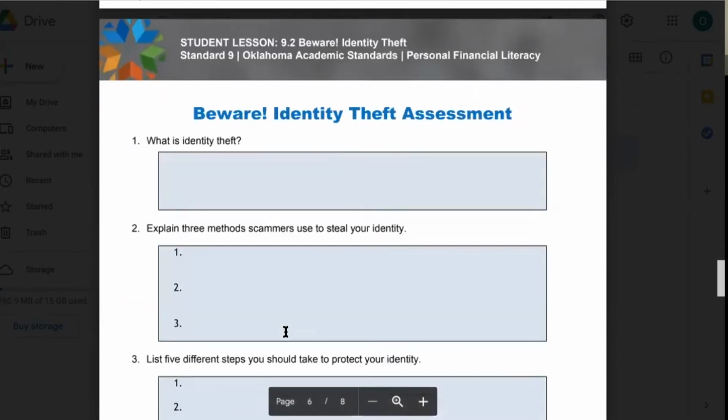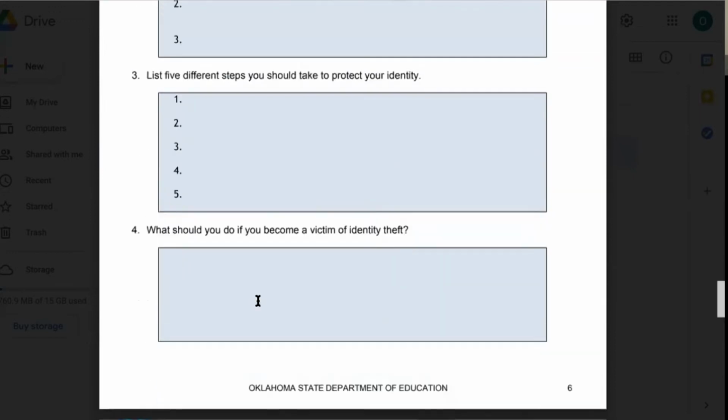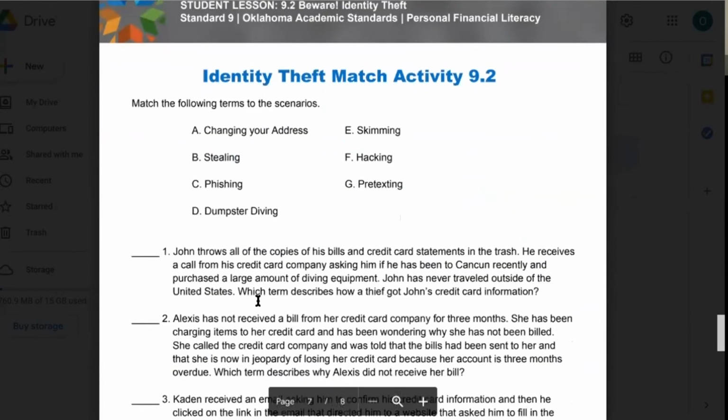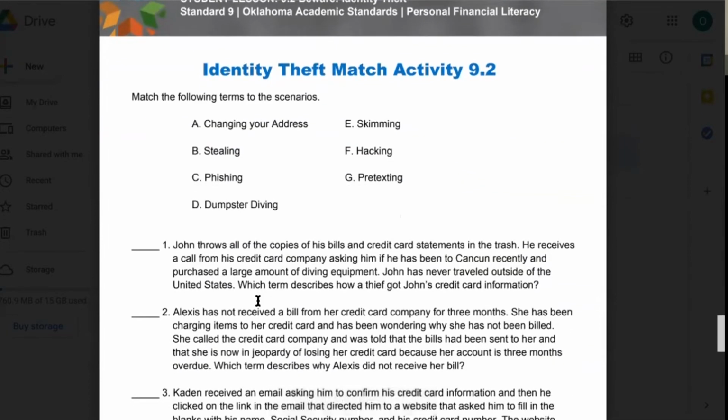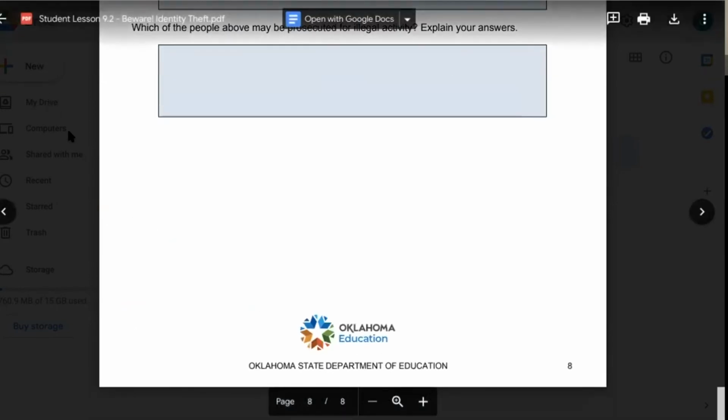So then it goes into an assessment for that. What is identity theft? Explain 3 methods that scammers could use, and then a matching activity to identify different terms in identity theft. So that breaks up the lesson in identity theft, Lesson 9.2. Again, you can find this on the Oklahoma State Department of Education website, where you'll find the student lessons and a teacher guide to accompany those student lessons and how to lead that discussion in the classroom. And then also for the teacher, some presentations that flow along with the student guides so that you can show those in class or on a virtual platform.